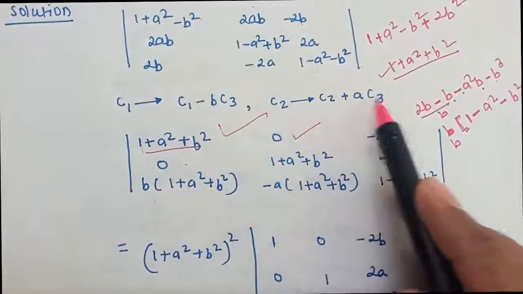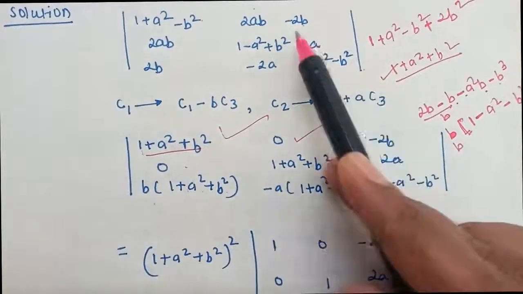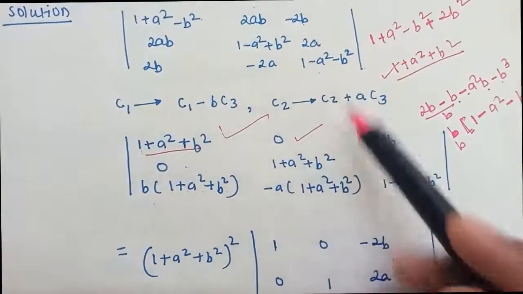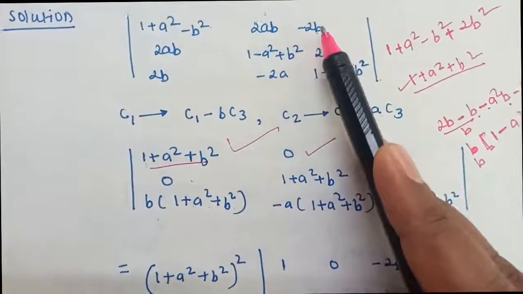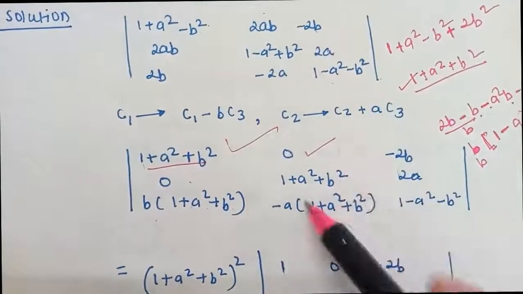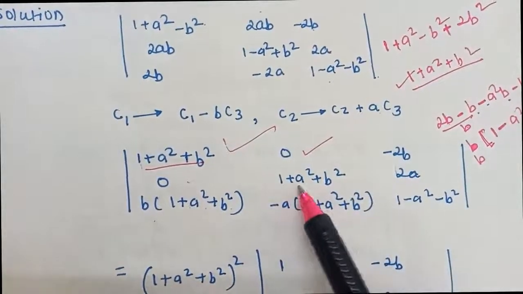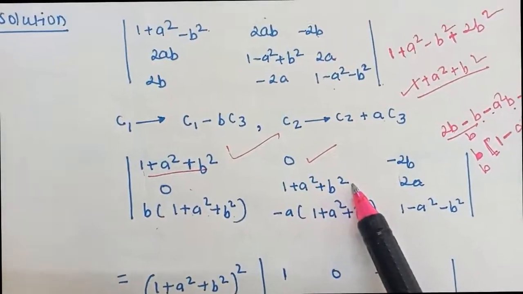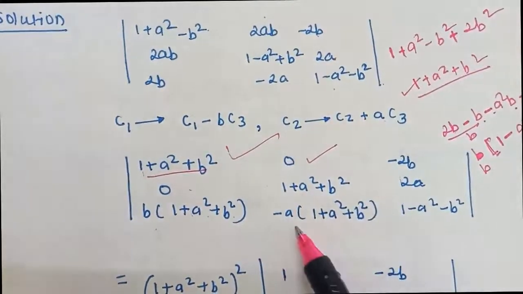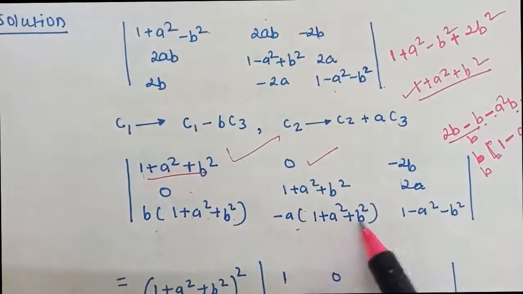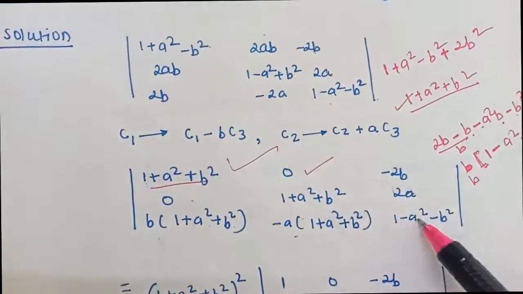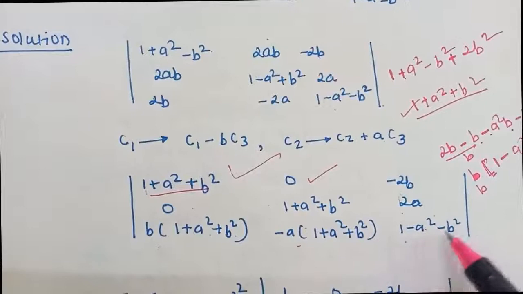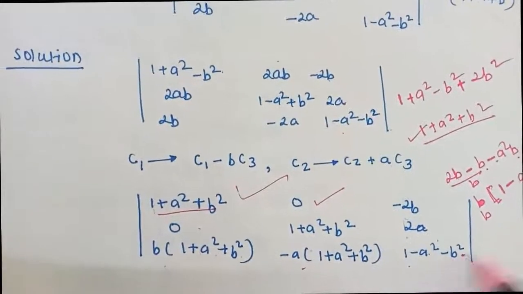c2 changes to c2 minus ac3, so you have to multiply a with this one and then subtract it from the c2. So after multiplying a here, 2ab minus 2ab will become 0. Next element will be 1 plus a square plus b square. Next element, simplify, you will get minus a bracket of 1 plus a square plus b square. I am not changing anything to c3, so c3 will come as it is, that is minus 2b, 2a, 1 minus a square minus b square.